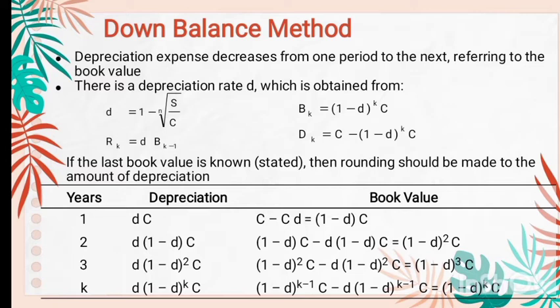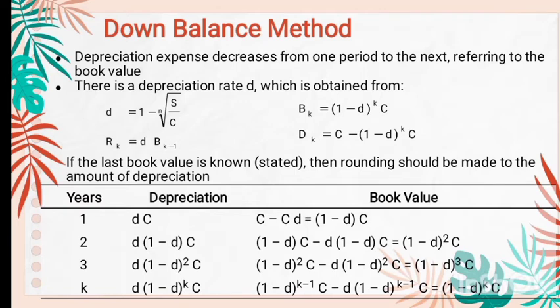Depreciation expense decreases from one period to the next, referring to the book value. There is a depreciation rate D, which is obtained from D equal 1 minus the n-th root of S divided by C. RK or depreciation expense equal D multiplied by DK minus 1.